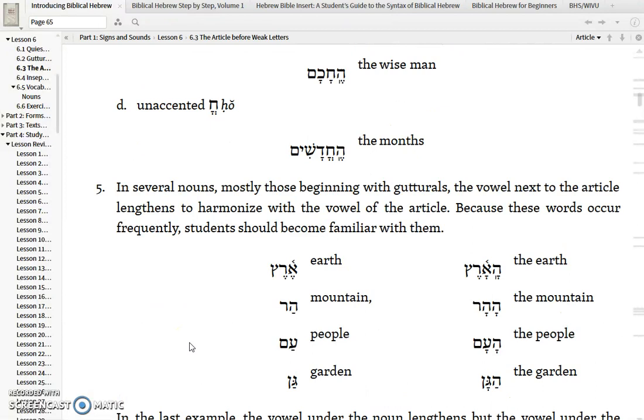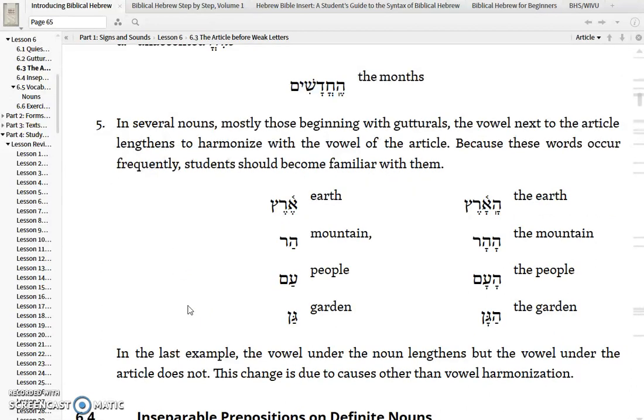Now several nouns, mostly those beginning with gutturals, the vowel next to the article lengthens to harmonize with the article. So you have the word for earth, eretz. Well, the earth is ha'aretz. Mountain is har. The mountain is hahar. The patah lengthens to kamatz. Here the segol changed to kamatz. People becomes ha'am, and the vowel under gan, garden, also lengthens.